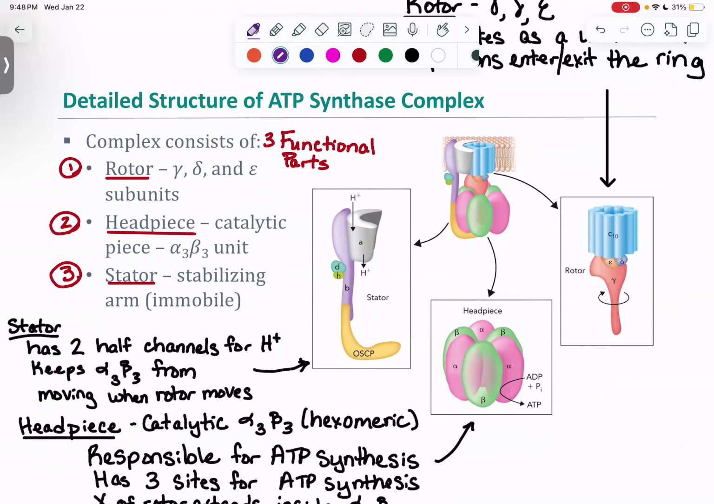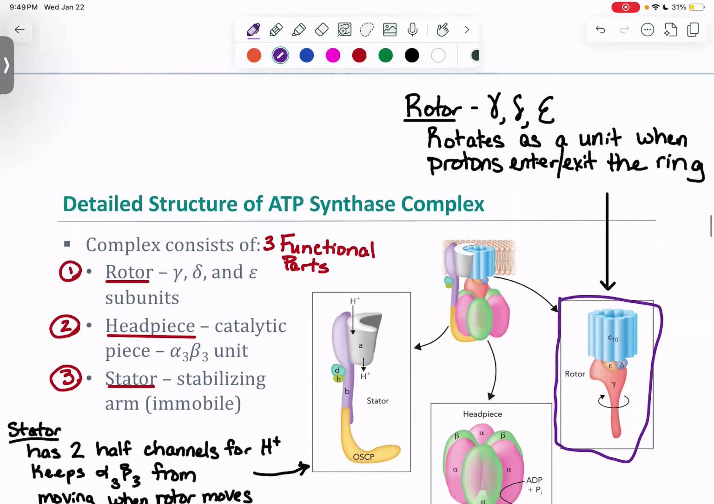So here are our three big functional parts of our ATP synthase complex. The first one is called the rotor. Way over here, this is the rotor. The rotor has 3 subunits: our gamma, our delta, and our epsilon. And what happens is that our rotor is going to rotate, so it's our 3 subunits and the whole thing rotates.